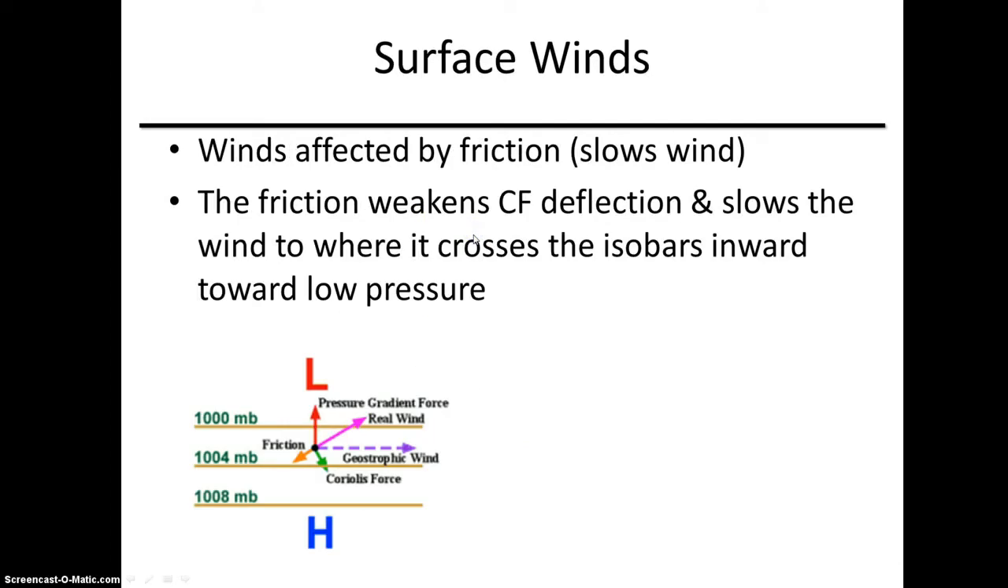And remember, with surface winds, friction's involved, so it slows the wind down, and then that's when the actual wind will cross the isobars. So that's why you see on the surface maps the winds crossing the isobars, but on the 500 or any of the other ones, 500 or 300, you'll see that the actual wind will blow parallel to the isobars because friction isn't involved.